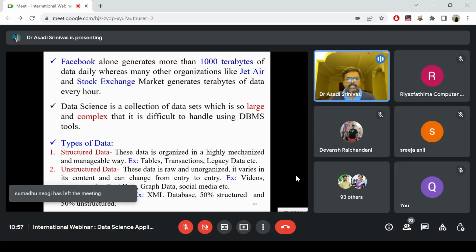There are 3 types of data in a real-time environment. Structured data is nothing but structured data.